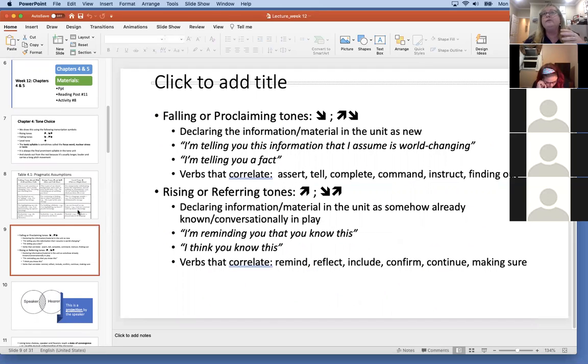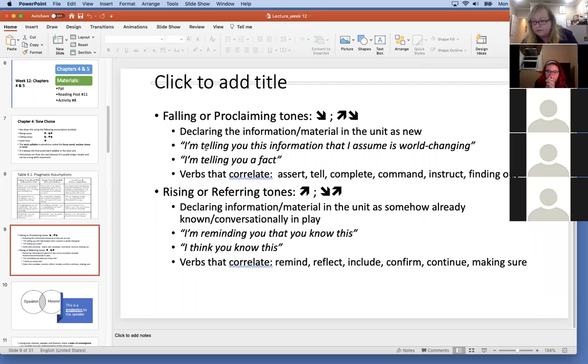Just to give you even more information about that, falling tones are also called proclaiming tones. They declare information as new. The kinds of glosses we've got here: I'm telling you this information, I'm telling you a fact. If you want to think about the kinds of verbs that correlate with falling tones, you can think of verbs like assert, tell, complete, command, instruct, find out. These are all the kinds of pragmatic messages that go along with falling tones.